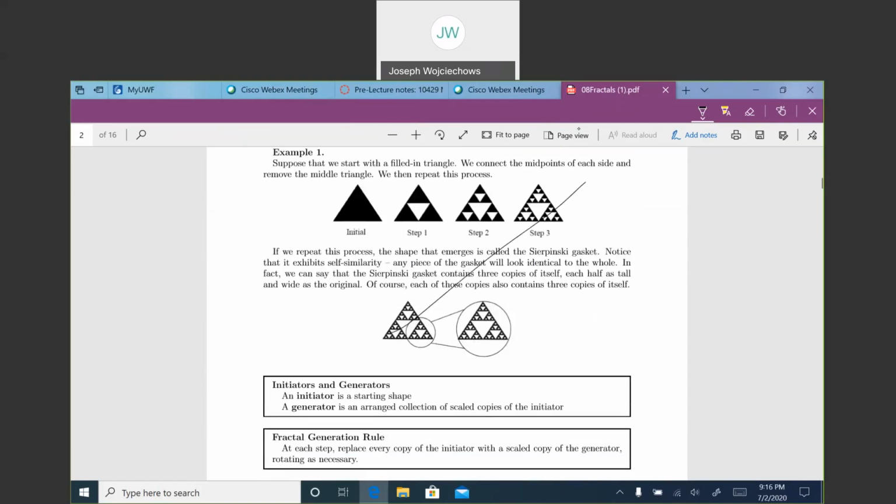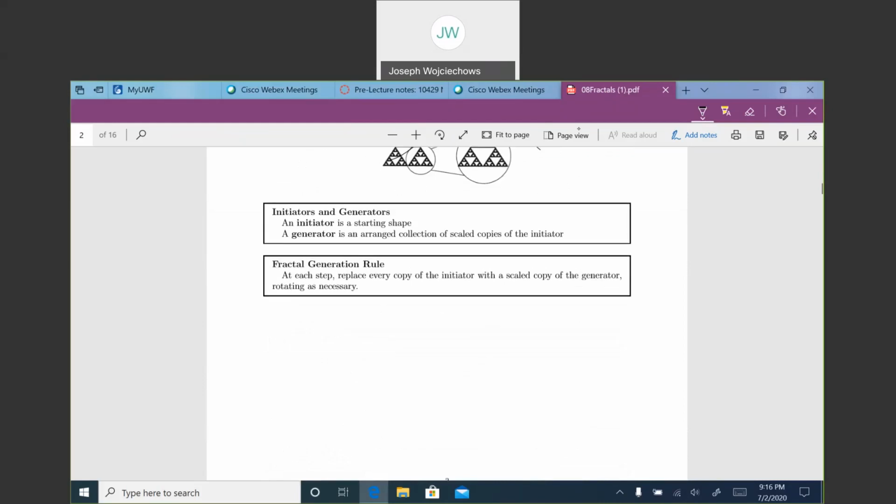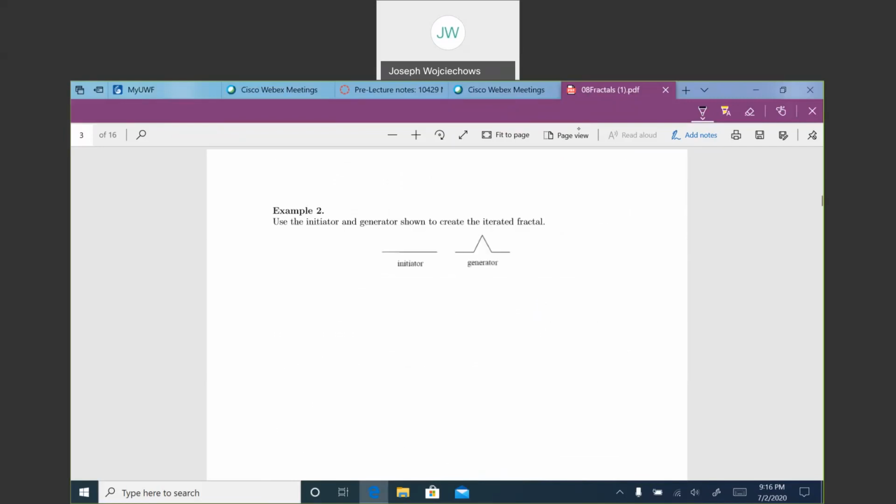So we're going to skip this part here. We're going to get into the meat of this. We have something called initiators and generators. An initiator is a starting shape. A generator is an arranged collection of scaled copies of the initiator. So fractal generation rules: at each step, replace every copy of the initiator with a scaled copy of the generator. Rotating is necessary. So let's see some examples here.